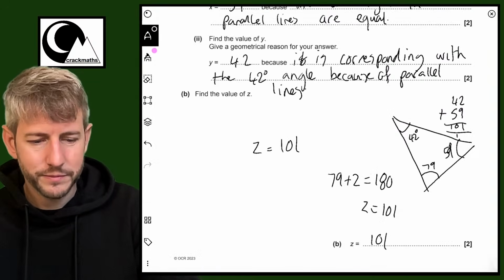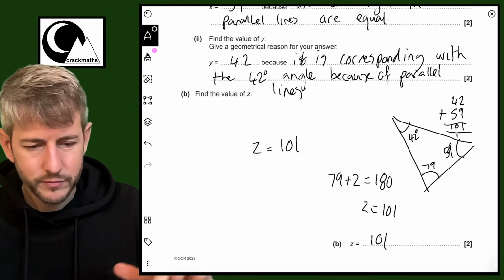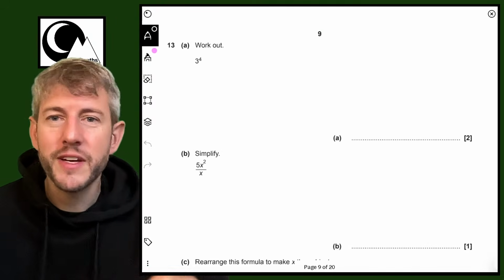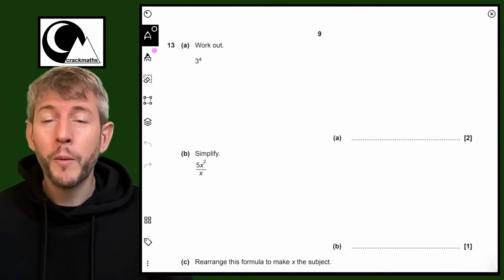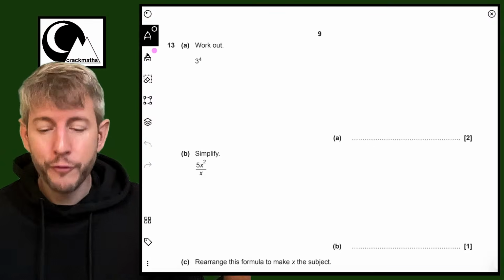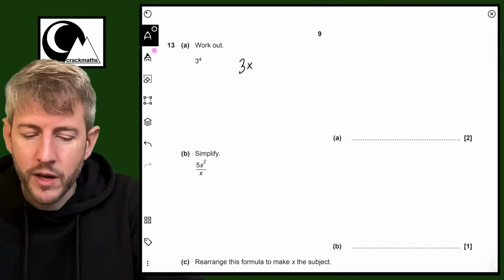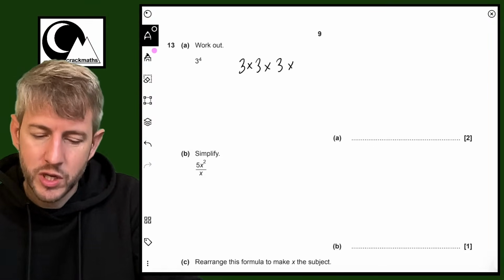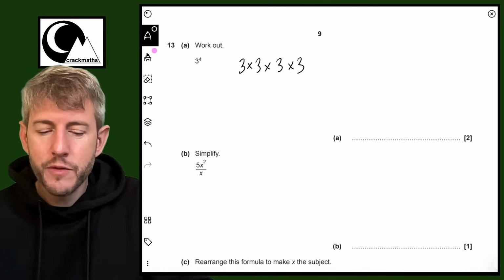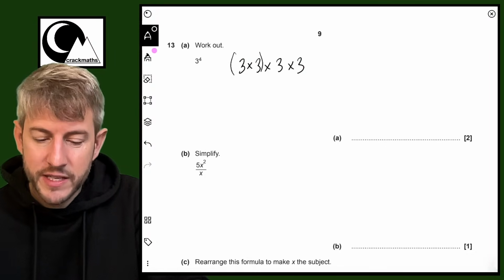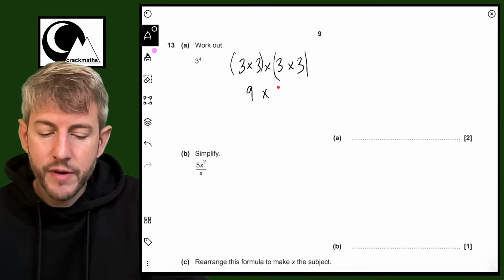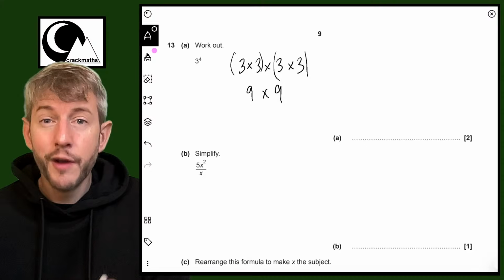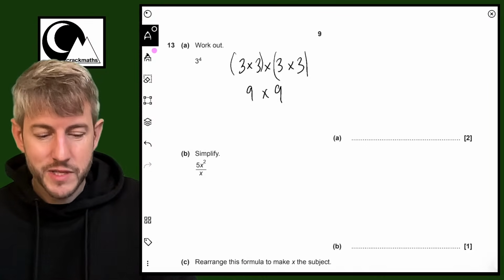So here we go. So question 13, we've got work out 3 to the power of 4. Now, to the power of 4 means to multiply by itself 4 times. So this is 3 times 3 times 3 times 3. I'm going to think of this as 2 lots of 3 times 3 to start off with. So 3 times 3 is 9. 3 times 3 is 9. So I'm looking at 9 times 9. 9 times 9 is 81.